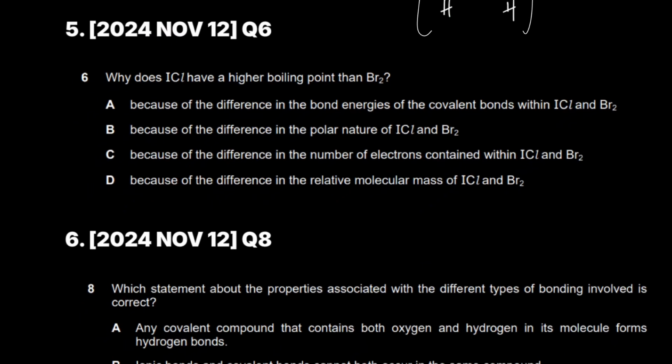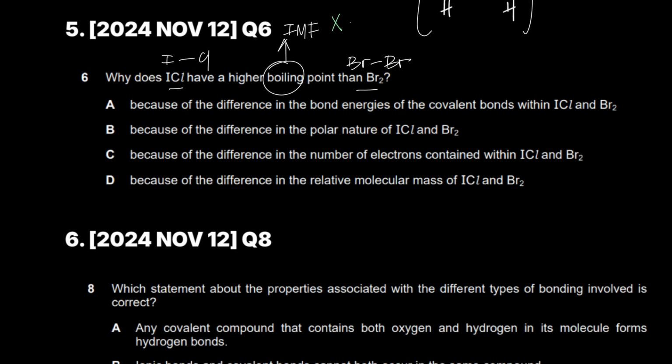Why does ICl have a higher boiling point than Br2? ICl has a higher boiling point than Br2. Please don't just rush into the options. Can I first check out what boiling point depends on? Boiling point depends on intermolecular force of attraction. This should be your thought process. And intermolecular forces of attraction are of three types. It can either be ID-ID, PD-PD, or hydrogen bonding. There's no hydrogen bonding here, so it's either ID-ID or PD-PD.